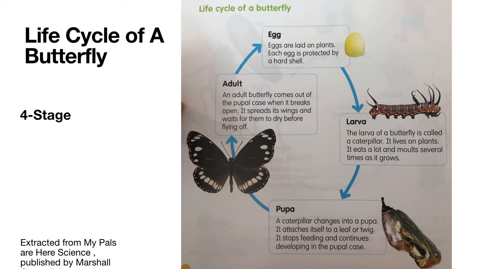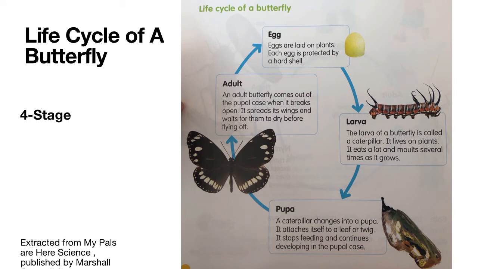The first 4-stage life cycle I'm going to talk about is that of a butterfly. Now remember, in the 3-stage, it consists of the egg, the young, and the adult, right? But for 4-stage, usually it consists of the egg, the larva form, the pupa form, and the adult. Okay, so the egg and adult, the first and the last stage, is very similar to the 3-stage life cycle. Yes, but in between the egg and the adult, you have 2 additional stages.